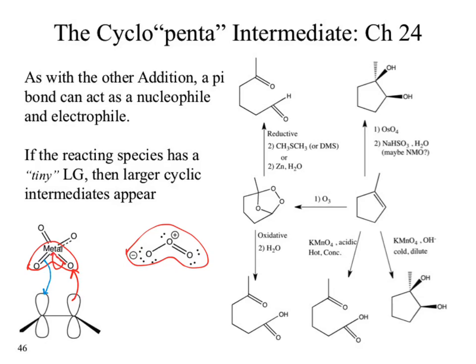The end result is that we end up with a 5-membered ring. Okay? The same thing's happening with the ozone. Okay? We still have our pi electrons. Does that center oxygen want to be positive? No. Could it act as an electrophile?